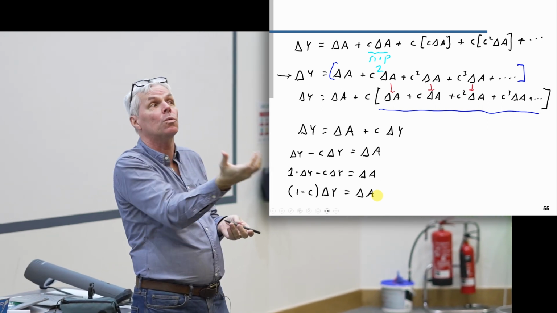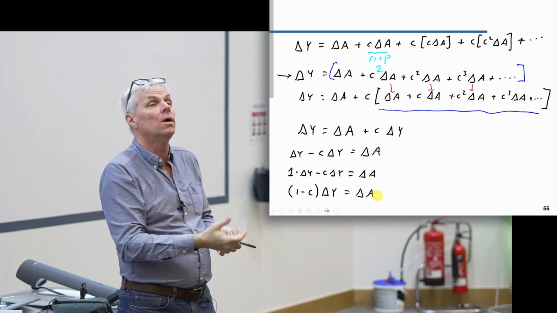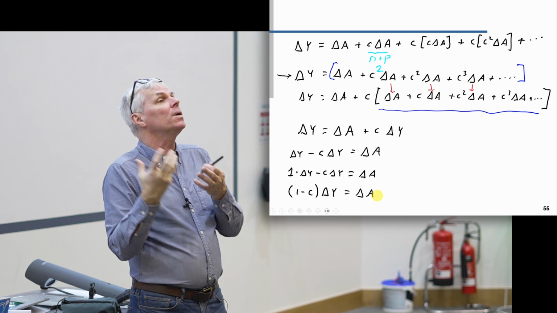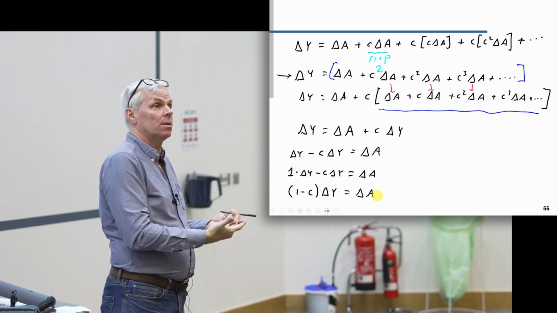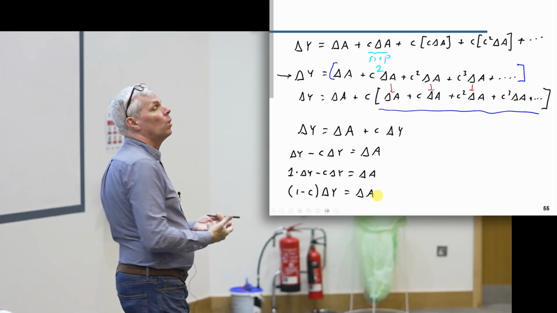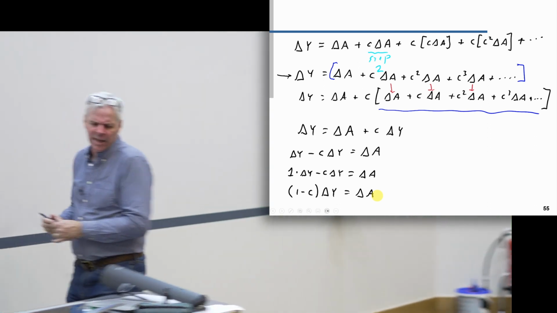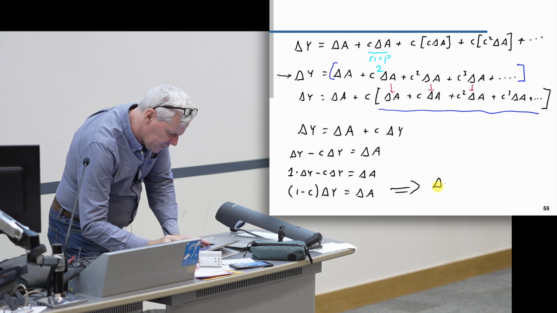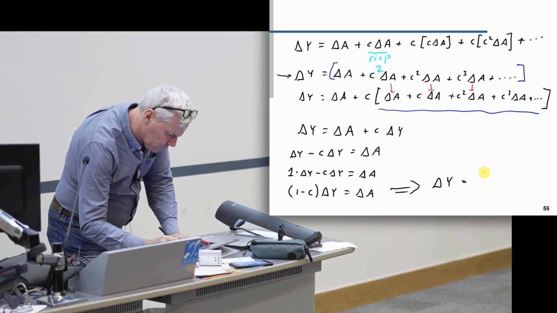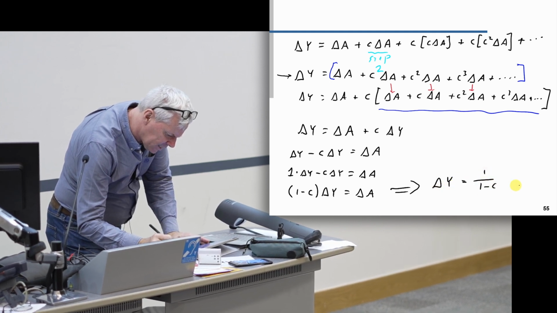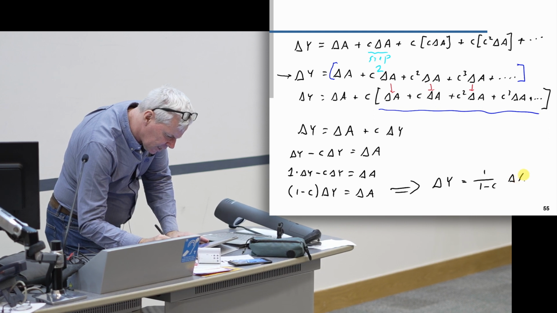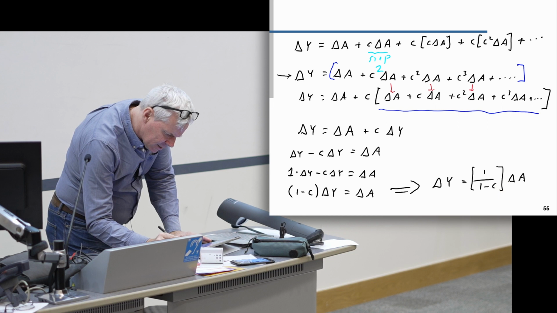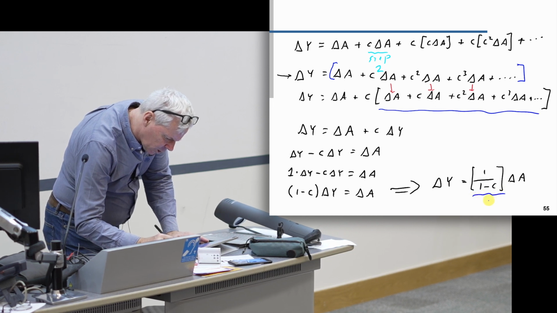But as long as we're confident that it's between 0 and 1, which empirically it is, again, no theoretical reason why it has to be, but empirically it is, and it seems reasonable. As long as it's between 0 and 1, I can do that division, and I get the change in y is equal to 1 over 1 minus c times the change in A. And let me put that in a little bit of brackets here. And this is our multiplier.